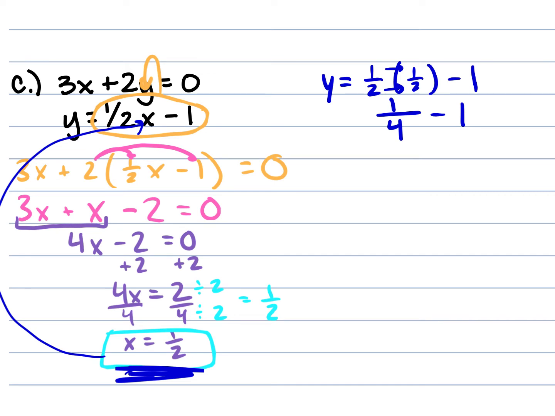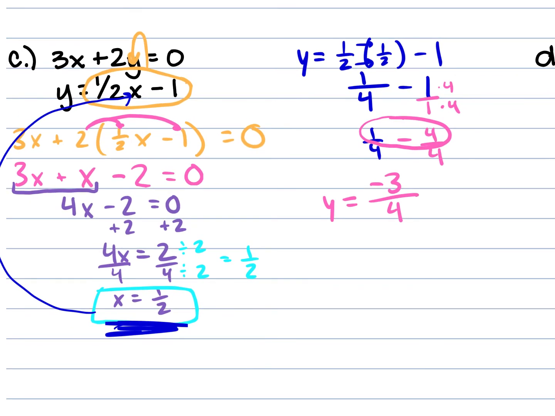minus 1. How do I add or subtract fractions? I need a common denominator. So how can I make 1 have a common denominator of 4? I'm going to make it 1 over 1 and multiply the top and the bottom by 4. So now this is 1/4 minus 4 over 4. So I just changed 1 to be 4 over 4. So we just subtract the numerators and the denominator stays the same. So what's 1 minus 4? -3. And the denominator stays the same. So -3 over 4.